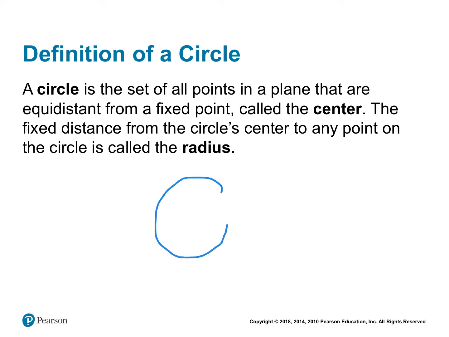So if I had a circle here, if this is the center, any point I pick to the edge of the circle is going to give me the same radius. And they're always going to be the same number for the radius, no matter where you go from the center.